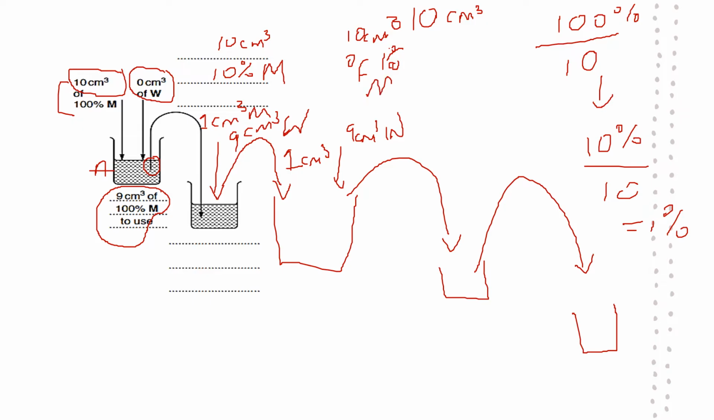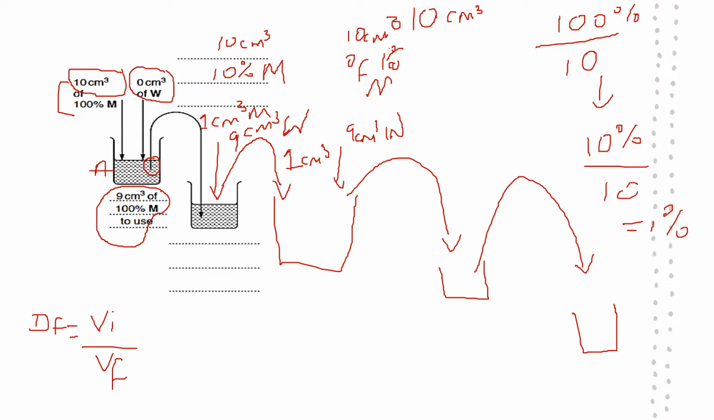This is basically how you do a serial dilution. Another way that people do a serial dilution, if you're trying to find the dilution factor, I'm just going to say this quickly, you can use dilution factor is equal to the initial volume over the final volume. So if you know both the initial volume and the final volume, you can calculate the dilution factor.